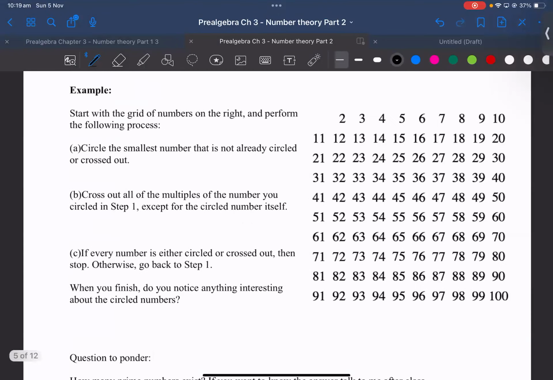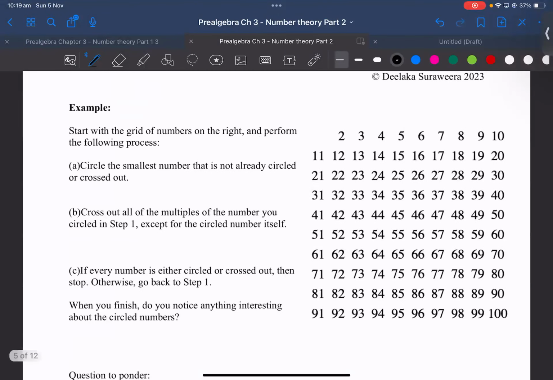What it's basically saying is, the first thing we do is circle the smallest number that's not already circled or crossed out. So circle 2. And then you cross out all the multiples of the number you circled. Then you cross out 4, 6, 8, 10, all the even numbers, 22, 32. Cross everything out like this. Keep going on to cross everything out.